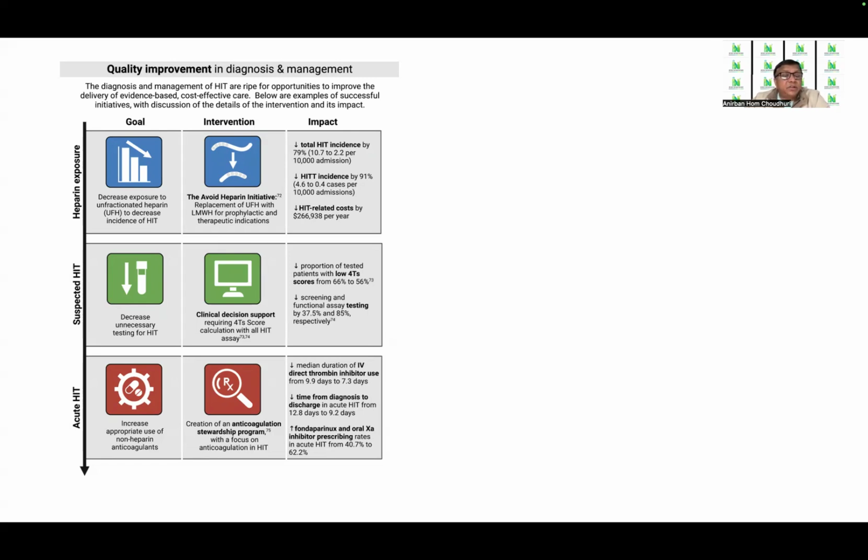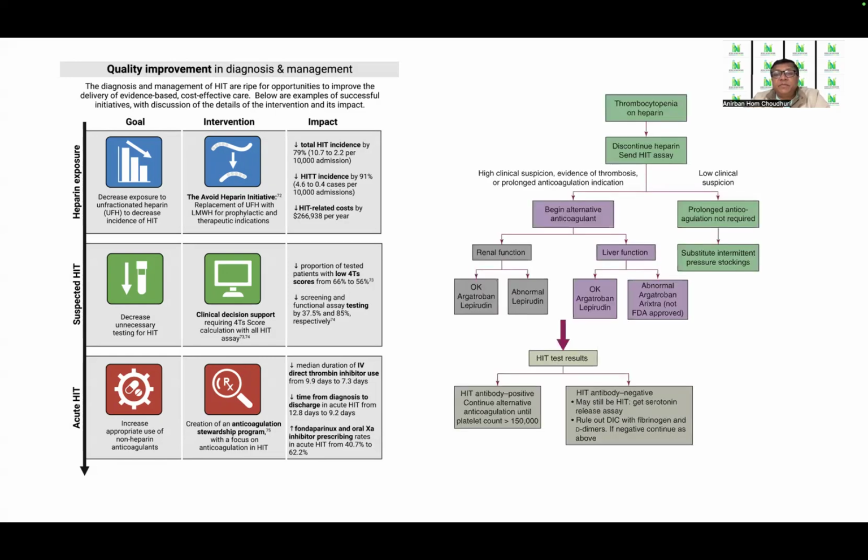In acute HIT, the goal should be to increase appropriate use of non-heparin anticoagulants, with creation of an anticoagulation stewardship program with a focus on anticoagulation in HIT as an intervention, and the impact has also been a reduction in the median duration of IV direct thrombin inhibitor use, reduced time from diagnosis to discharge, and increased fondaparinux and oral Xa inhibitor prescribing rates. So whenever we see thrombocytopenia on heparin, we have to discontinue heparin, send assay.